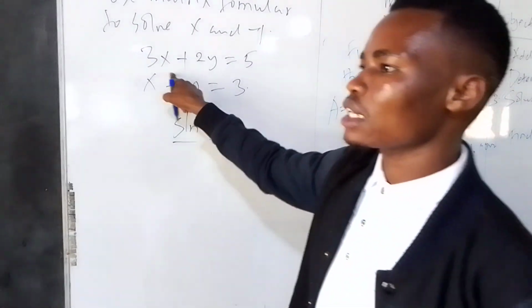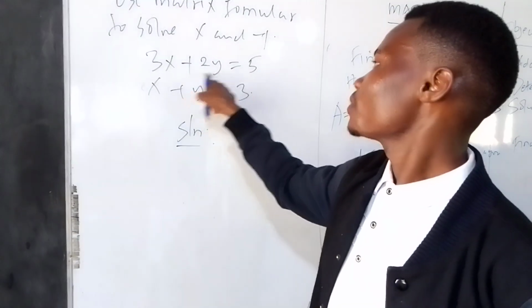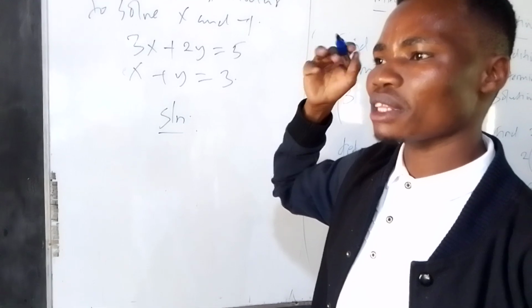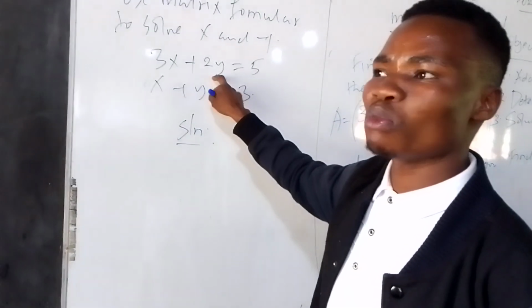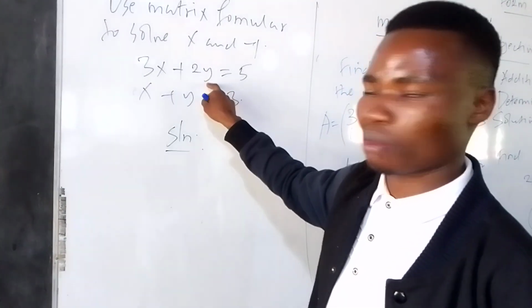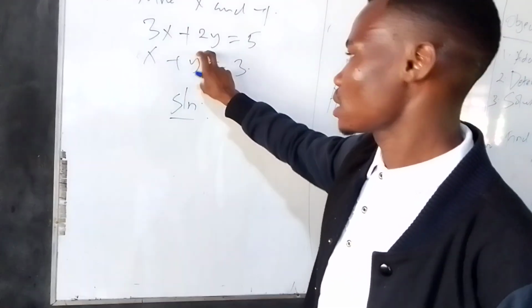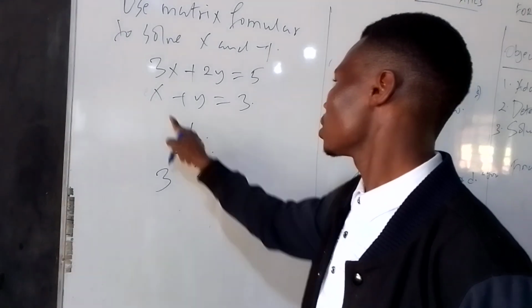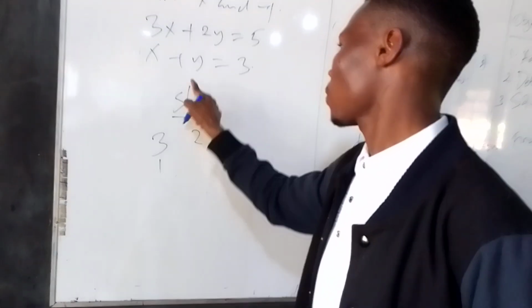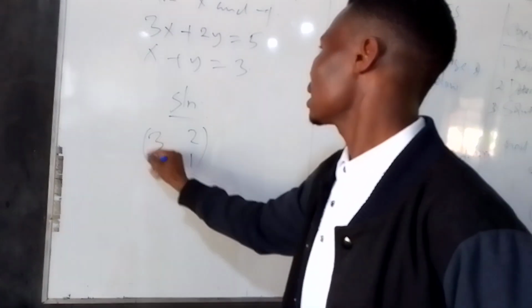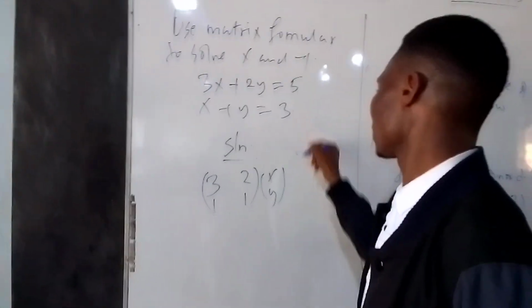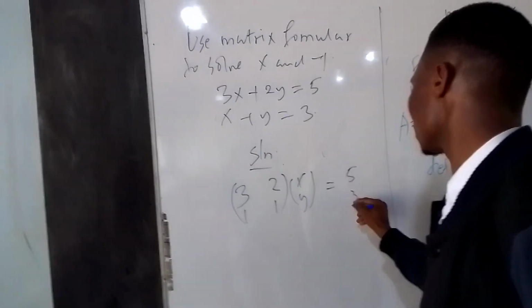Solution number one. The first thing you must do is make these two equations derive in a way that you can use a matrix formula. Write them in matrix form. If you write this in matrix form, you will write 3, 2. The coefficient of x here is 1, the coefficient of y is 1. Then we have x and y, which is equals to 5 and 3.